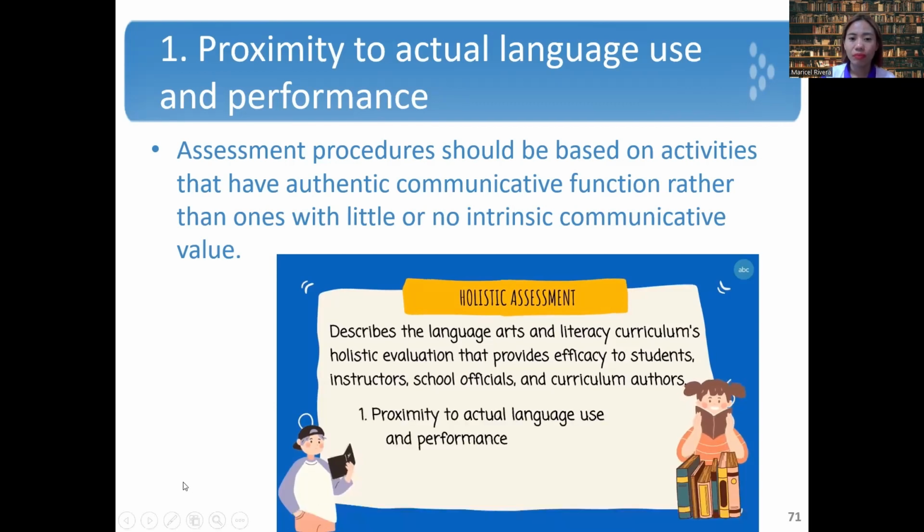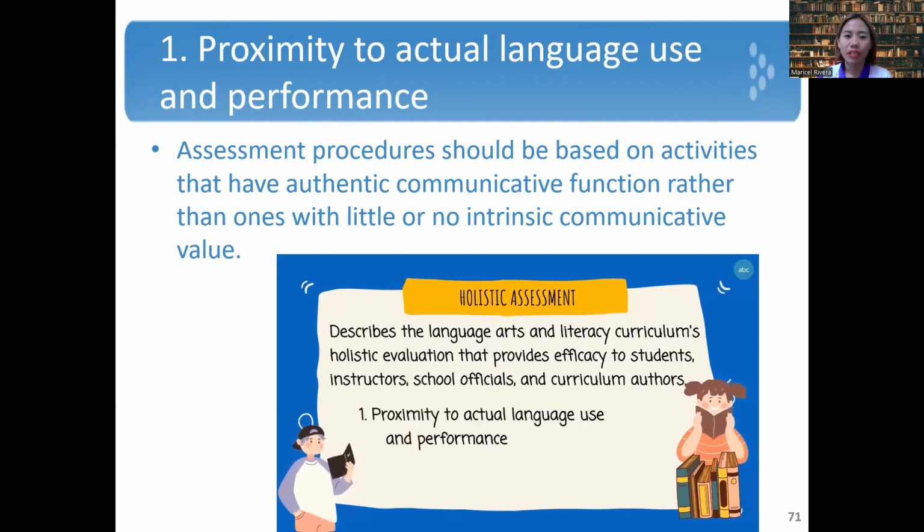So, proximity to actual language use and performance. Actual communication functions, rather than activities with little or no inherent communicative value, should be the focus of assessment processes. These exercises are based on true performance in realistic settings that the learner is likely to encounter in everyday life.